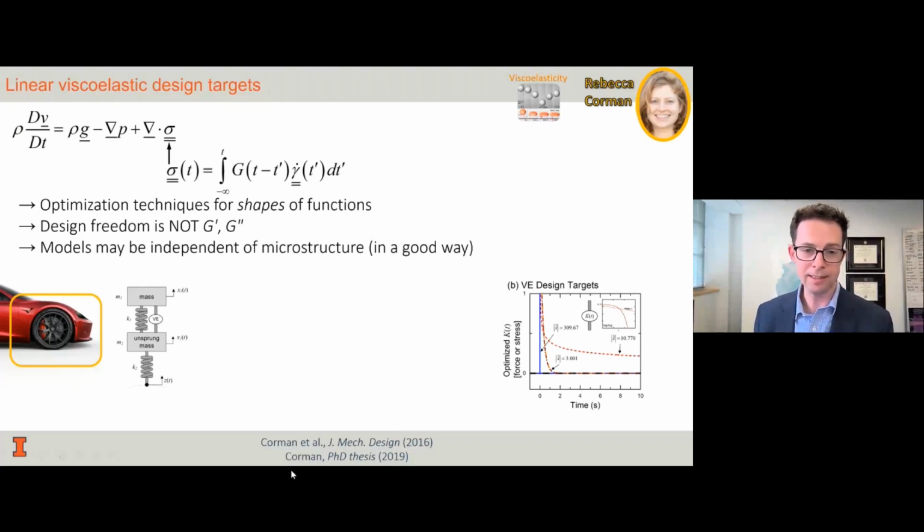One interesting thing is you cannot independently design any rheological functions you want. For example, if you're familiar with viscoelastic moduli, you can't just draw shapes of each of them that you'd like to achieve because these are interconnected. They're all interconnected because of this kernel function here.